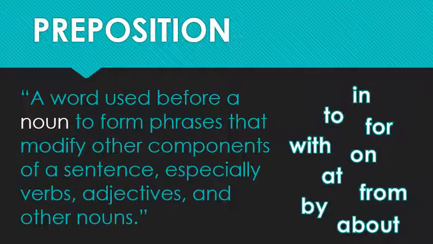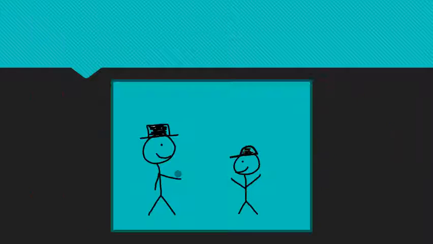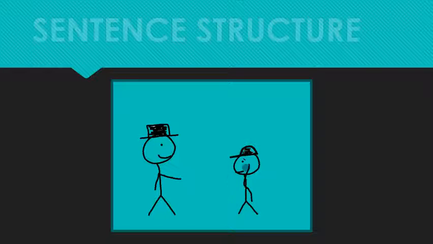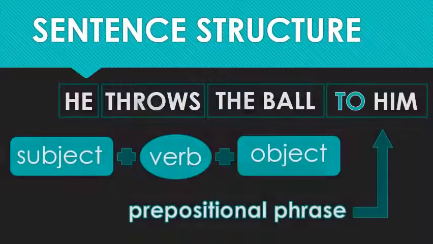Here is a list of the top 10 most common ones. So prepositions of, in, to, for, with, on, at, from, by, about. For examples of prepositions in action, let's take another look at our sentence structure. He throws the ball to him.